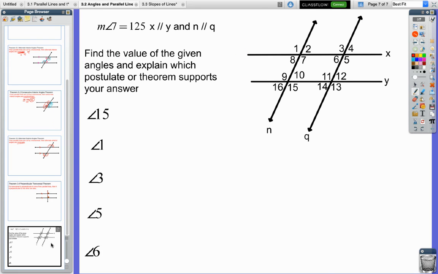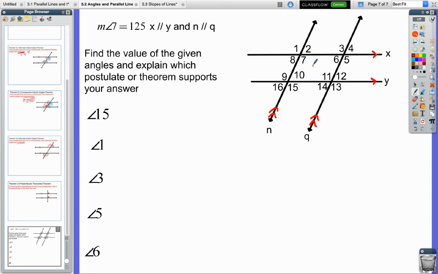All right, so let's look at this. You'll see some questions very similar to this. So this is what we know. We're going to find the measure of these angles and the theorem that supports our answers, so why we know that's for sure. What we know is that line X and line Y are parallel, and N and Q are parallel to each other. So single to single, that means these are parallel to each other. Double to double, these are parallel to each other.